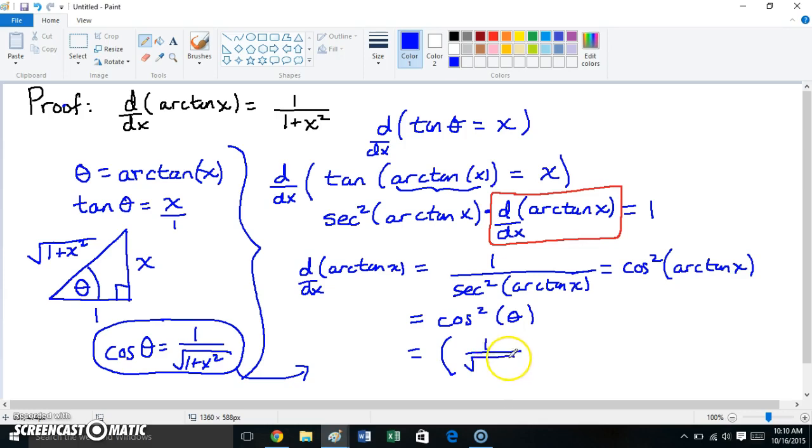1 over the square root of 1 plus x squared. And we're going to square that. So I've taken the cosine of theta and squared it to get 1 over 1 plus x squared. And there you have it. We have proved the derivative of arctan is 1 over 1 plus x squared.